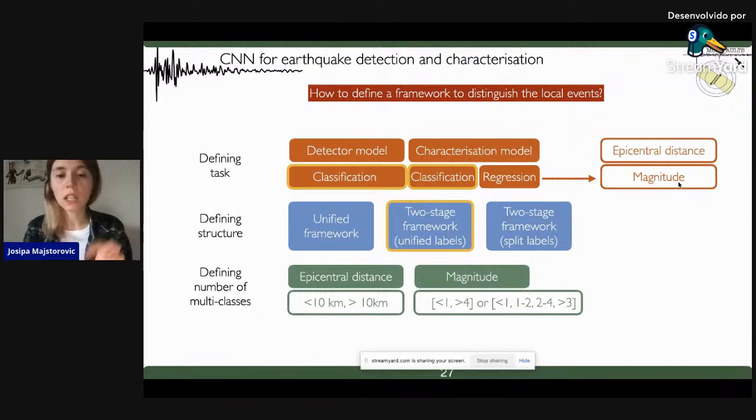Defining this threshold differently is going to affect your result. In our case, we have a specific idea in mind. We want to isolate events that are close to the fault, that are less than 10 kilometers from the station, versus events that are far away. This idea helped us define these classes in the way that we wanted. But you can define this however you want. You really have freedom, but you have to be aware that this choice will affect your results.